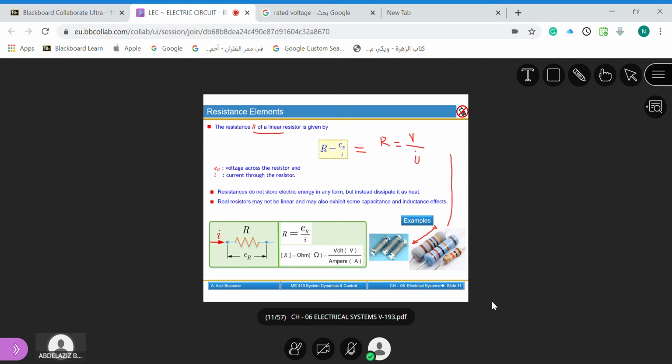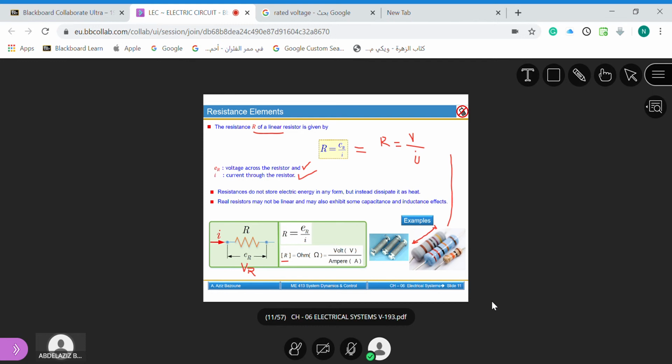And the symbol for this one is simply like this. The current passing is I, and the voltage across the resistor is given by ER or VR, that is, the voltage across the resistor. The unit is ohm. Ohm is simply voltage over ampere. So the voltage across the resistance is ER or V. The current passing through the resistor is I, and the resistance is defined as V over I.